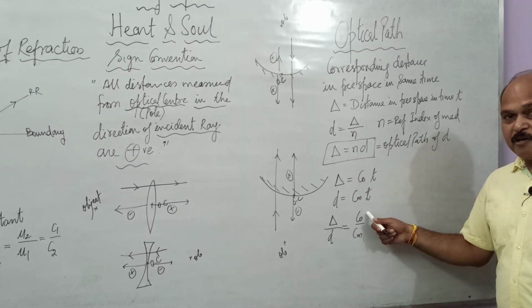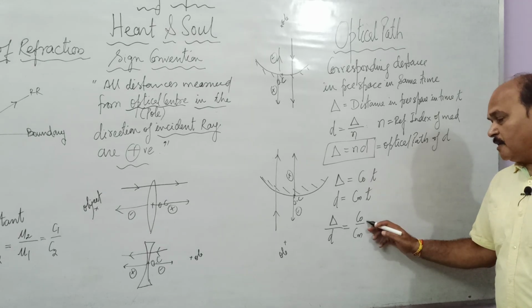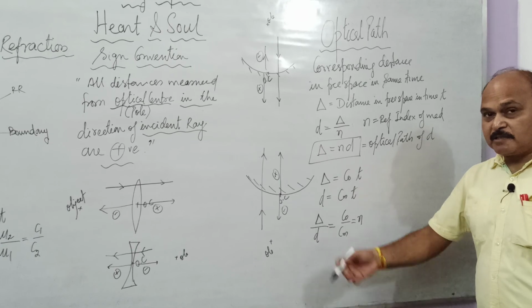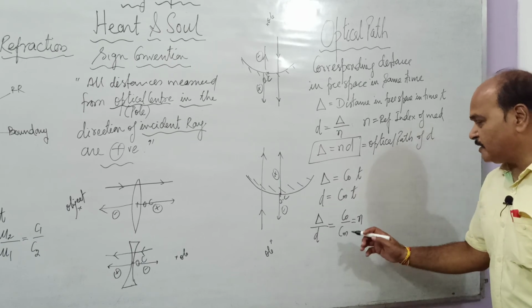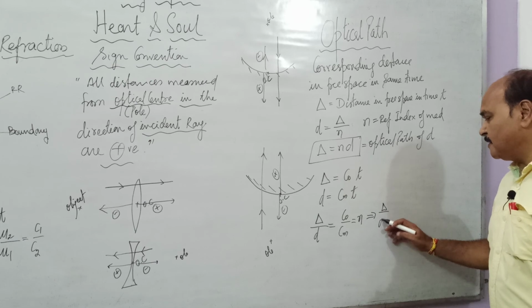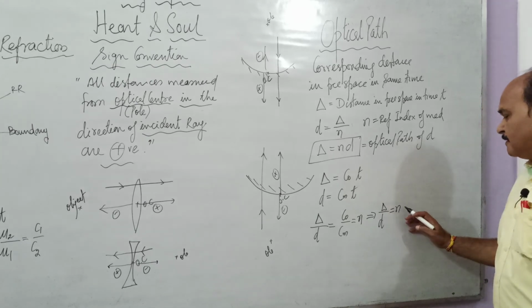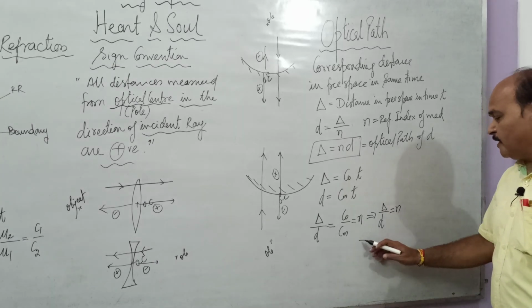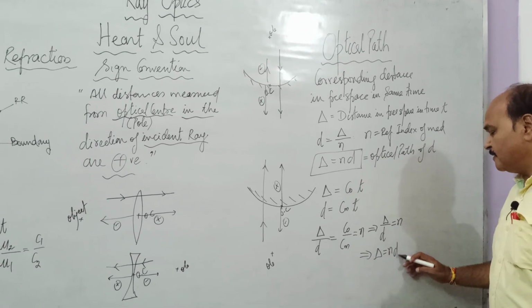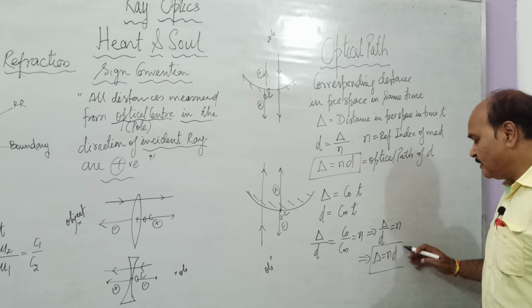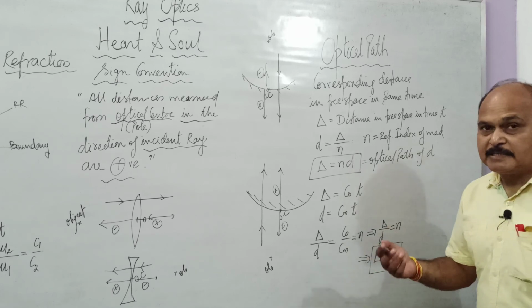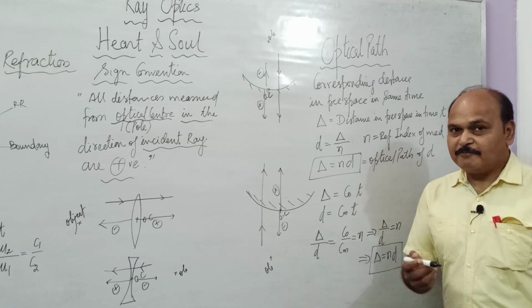And what is speed in vacuum to speed in the medium? Speed of light in vacuum to speed of light in the medium is nothing but refractive index of the medium, absolute refractive index of the medium. So delta by d is equal to n. And that is what we have written as delta is equal to nd. So delta is equal to nd is optical path of distance d in free space.